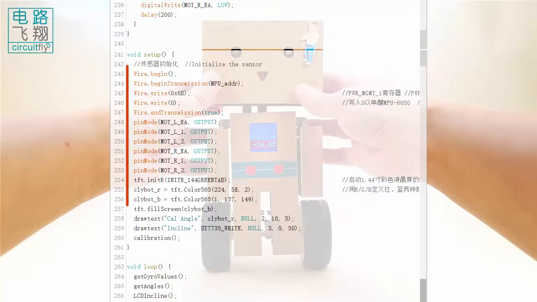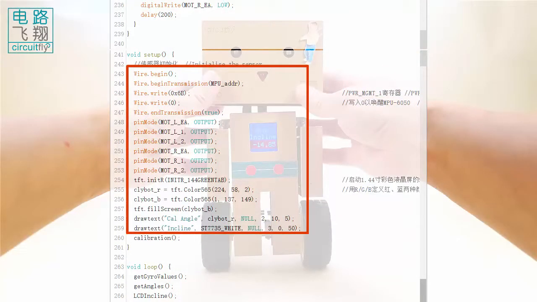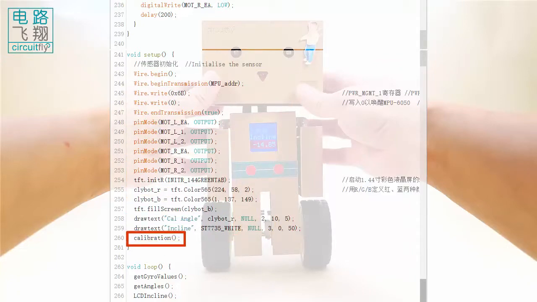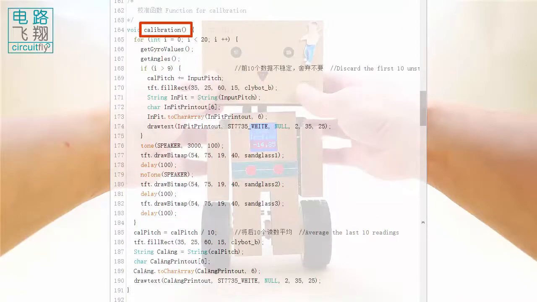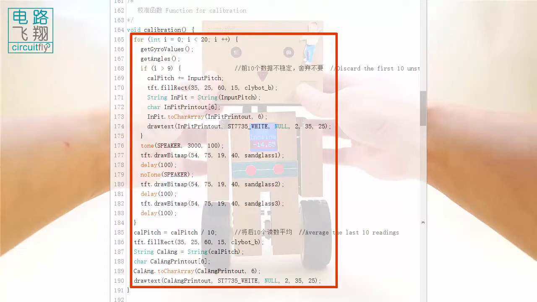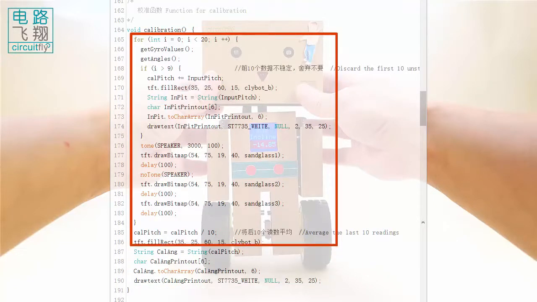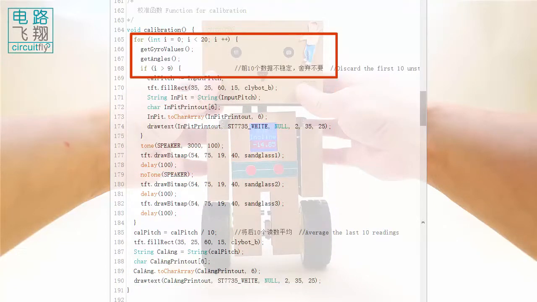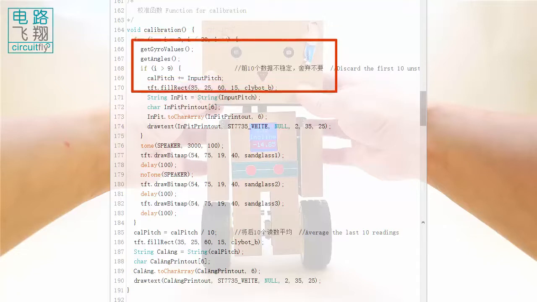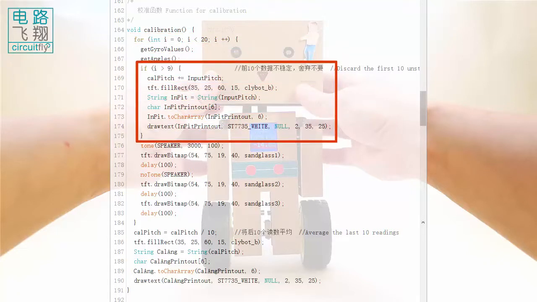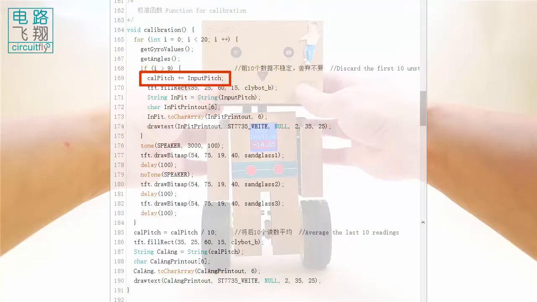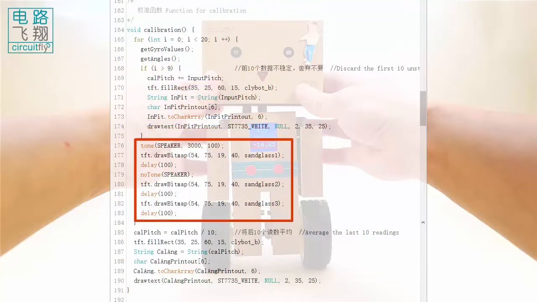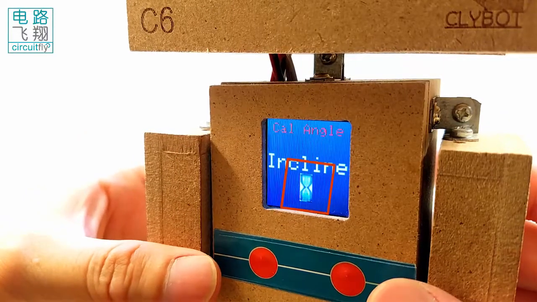At the beginning, the MPU6050 and LCD are initialized, and then the calibration function is called to sample the MPU6050 20 times. The first 10 samples are abandoned as the unreliable data output from the MPU6050 during the startup, due to sensor limitations. The last 10 pitch samples will be accumulated in the cal pitch variable. The LCD shows a sandglass animation while sampling.